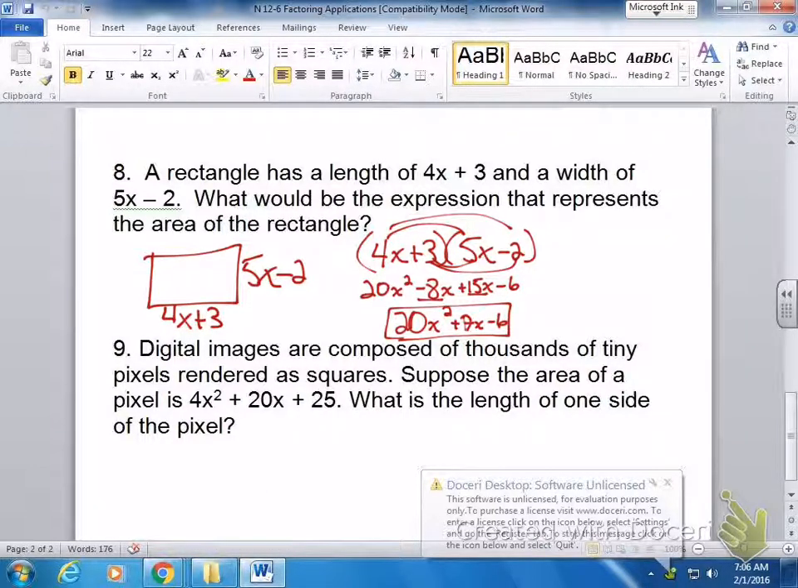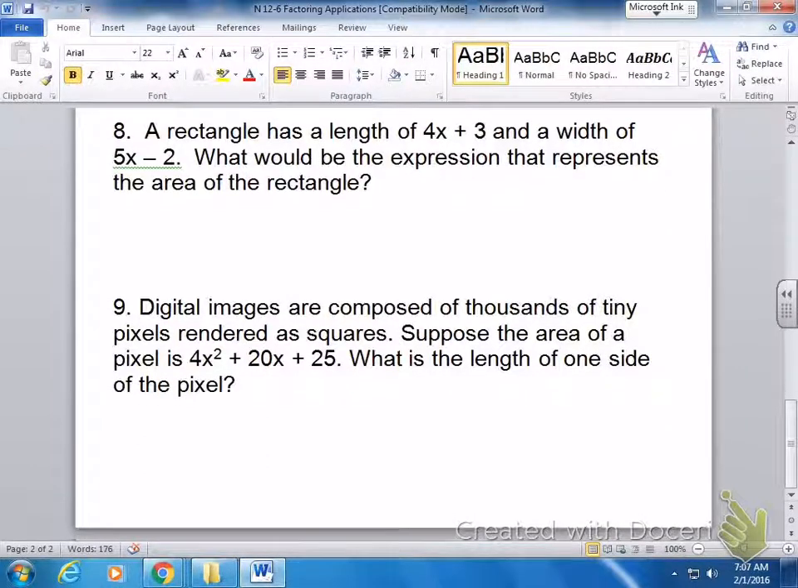Now we've got one more to go. Let's finish it up. Number 9 says digital images are composed of thousands of tiny pixels rendered as squares. Suppose the area of a pixel is 4x squared plus 20x plus 25. What's the length of one side of the pixel? Now this is the exact same thing that we've been doing. So let's go ahead and use the swing method and factor this.